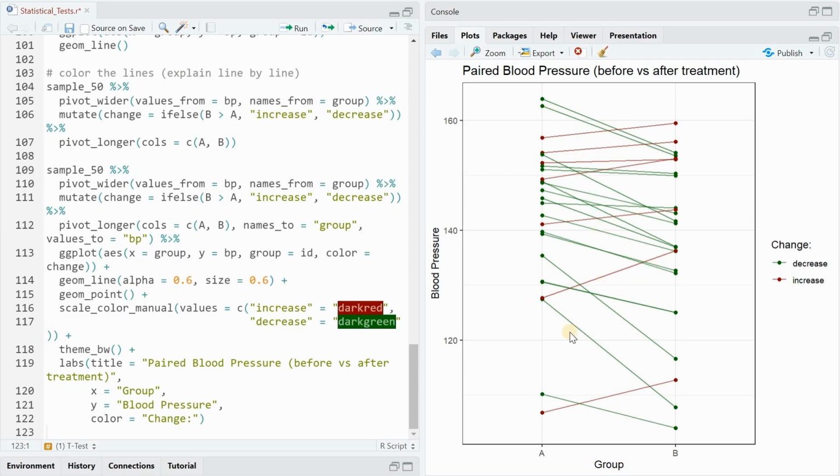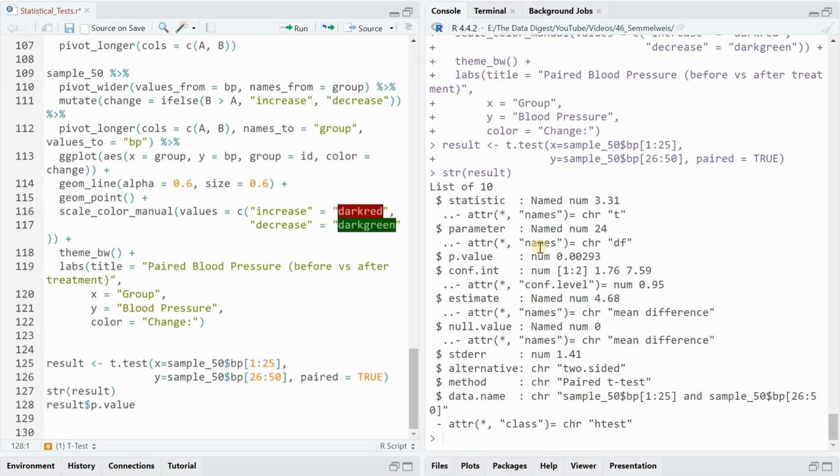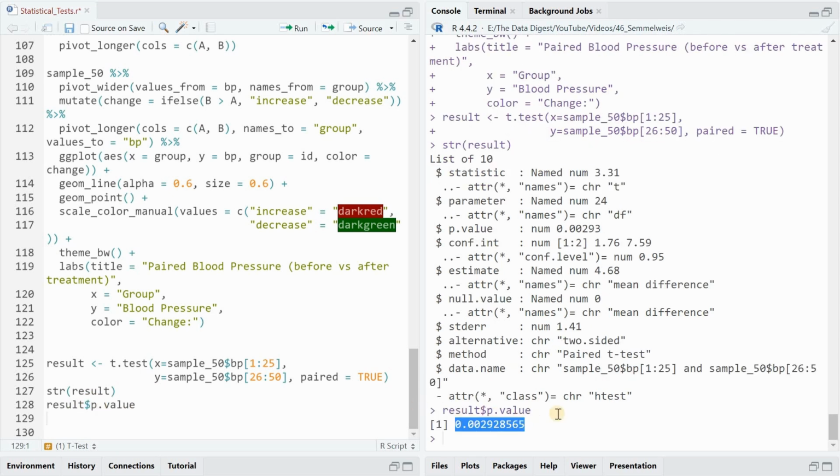And since most values decreased, we can reject the null hypothesis that there is no difference. If you ever want to extract values from a statistical test, you can store it in a results object, and then the str or structure function tells you that this test is a list of 10 entries, and you can specifically extract values from that list. So results$p.value gives you the p-value.